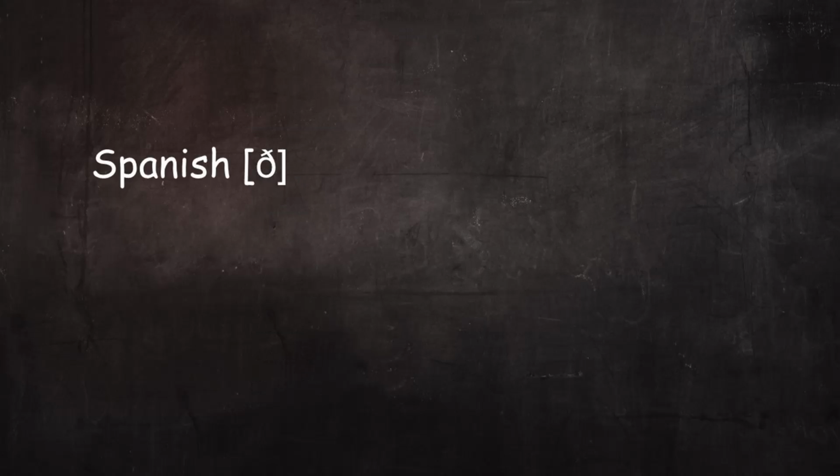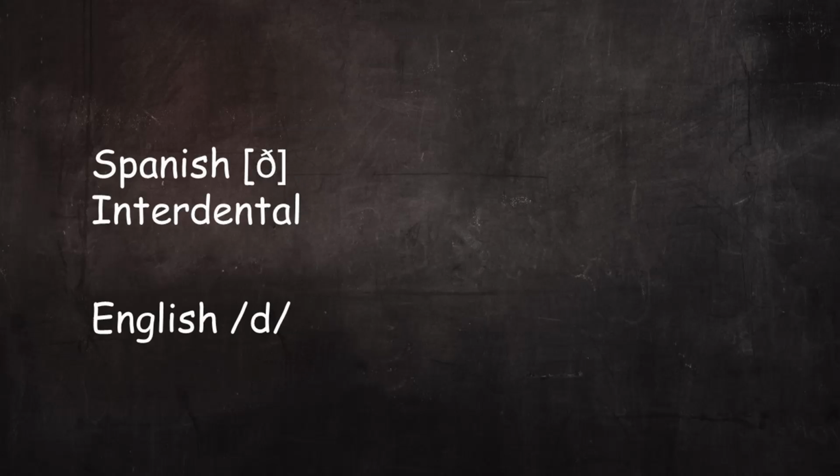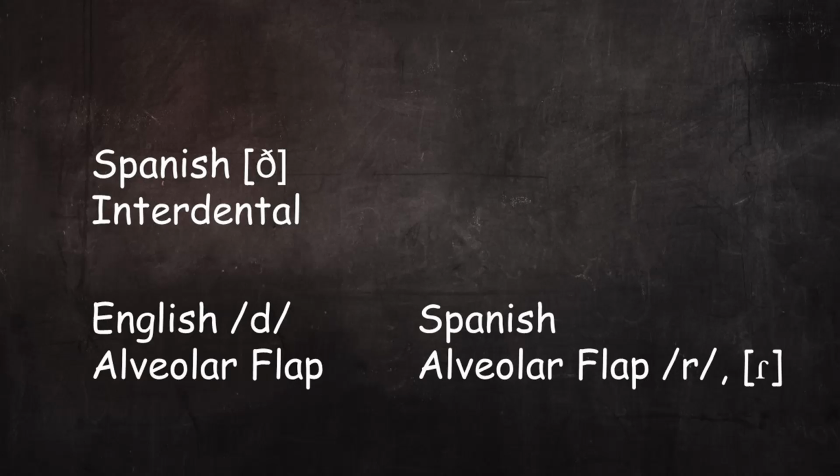The Spanish D in this phonetic context is interdental, while the English D in this phonetic context is an alveolar flap. These are very different sounds. In Spanish, the alveolar flap is a variation of the R, not the D. So to a Spanish ear, the English pronunciation of this D sounds a lot like a Spanish flapped R.